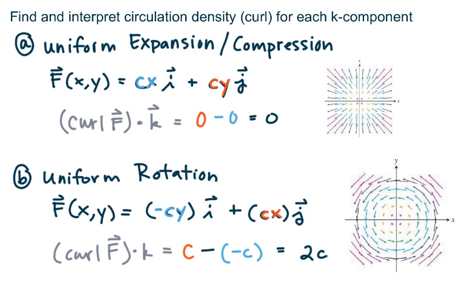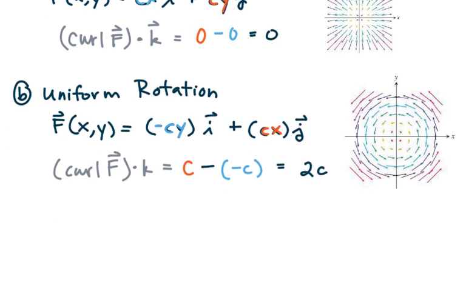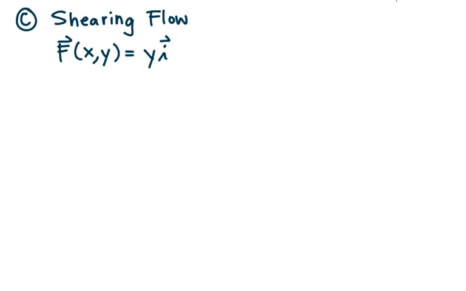And I've pulled in this second picture for us, we see something with a constant or a uniform rotation. Example C, our vector field, is just y i. This represents what we can call a shearing flow.